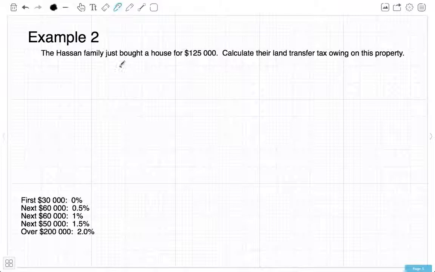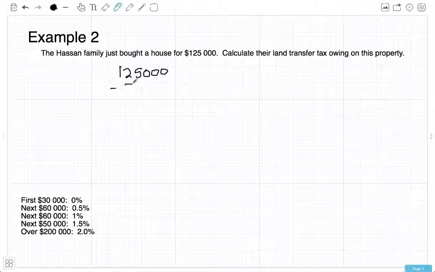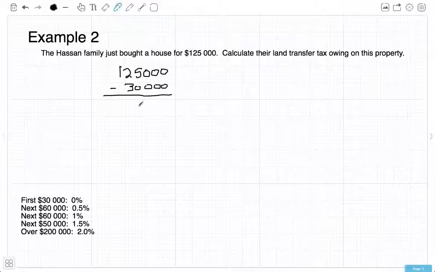So let's work through. The property originally was worth $125,000, but the first $30,000 of that is tax-free. So I'm going to deduct $30,000 off the value since the first $30,000 is not taxed. That leaves me with $95,000 in value to be taxed. And that takes care of the first row of the chart.